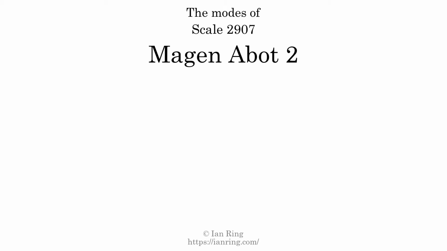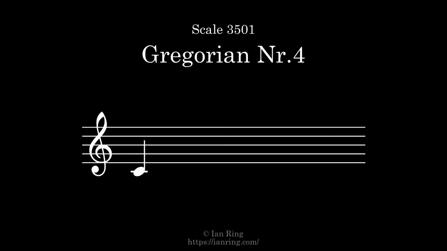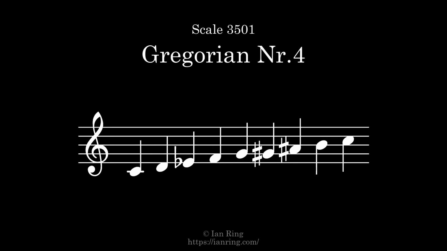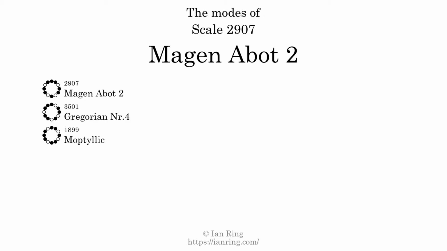This scale has 8 modes. The first mode is itself. The second mode is scale 3501. Also known as Gregorian number 4. It sounds like this. The third mode is scale 1899, also known as moptilic. It sounds like this.